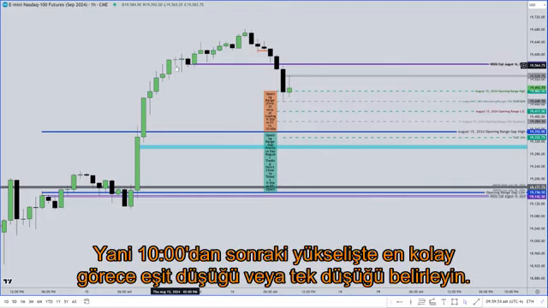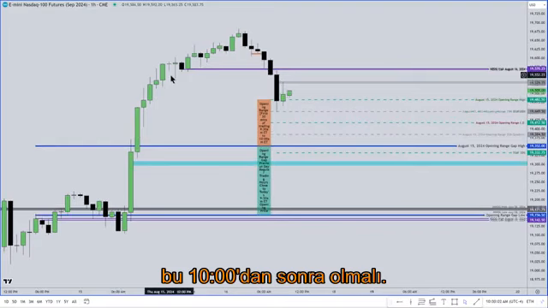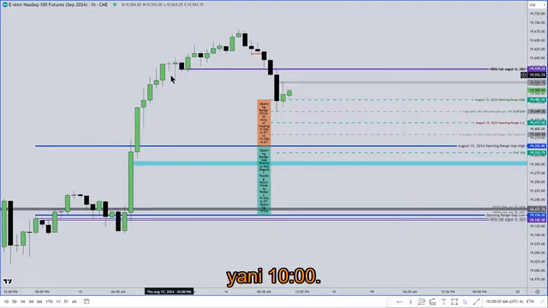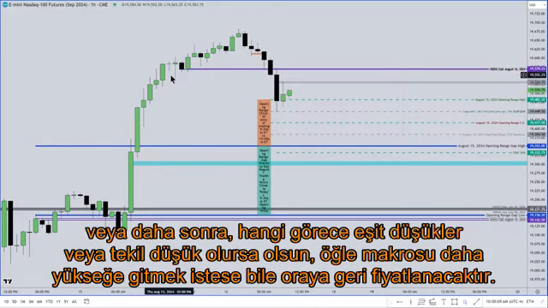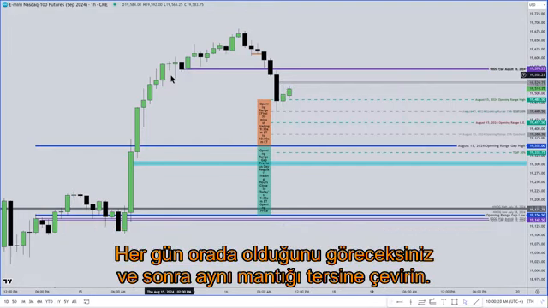So identify the easiest relative equal low or single low in the run up after 10 a.m. That has to be after 10 a.m. So you're not really always looking for something before 10 a.m. Whatever relative equal lows or singular low at 10 a.m. or later, the lunch macro will reprice back to that, even if it wants to go higher. Don't take my word for it. Go back through your charts. You'll see it's there every single day.